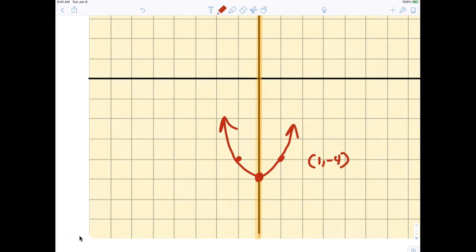It's not a line anymore. It's a what? It's a curve. All right? It's a parabola. Everybody okay with that? All right?